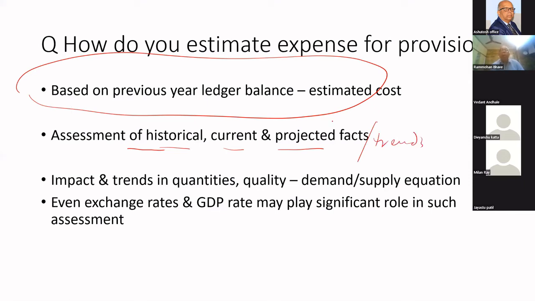Impact of trend in quantities, qualities, and demand-supply equation. Even exchange rate and GDP rate may play a significant role.